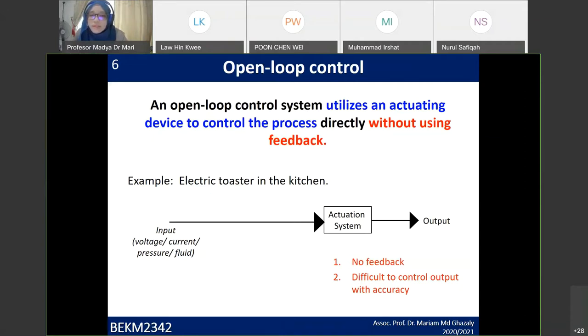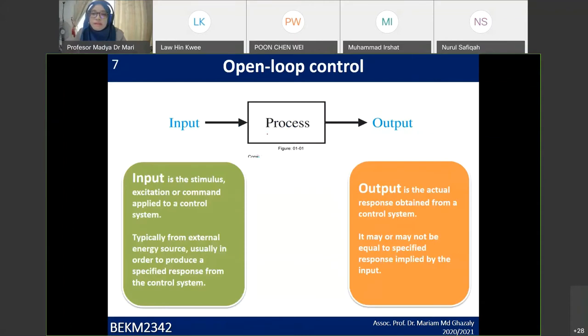Okay, an example is the electric toaster in the kitchen. So you have the system here, then you have an input going in and the output here. If you see here, there is no feedback and it is difficult to control, because the electric toaster depends on just the input. So you set the timer, set the sequence, how many minutes it needs to be in the toaster and it will pop up. So that is an open loop control system.